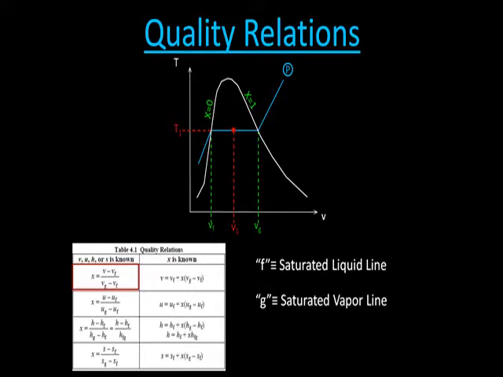There's also a term for enthalpy. You can see down here we have enthalpy h_fg. This is your enthalpy of evaporation. As you can see by the equation above it, it is simply your enthalpy at saturated vapor minus your enthalpy at saturated liquid.